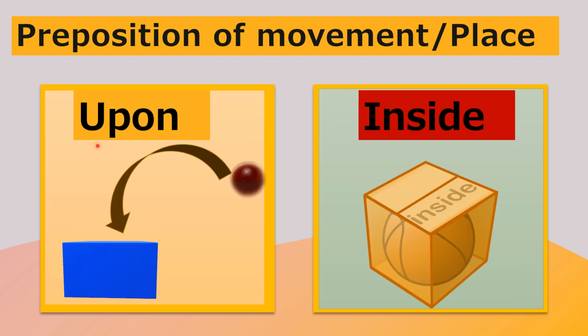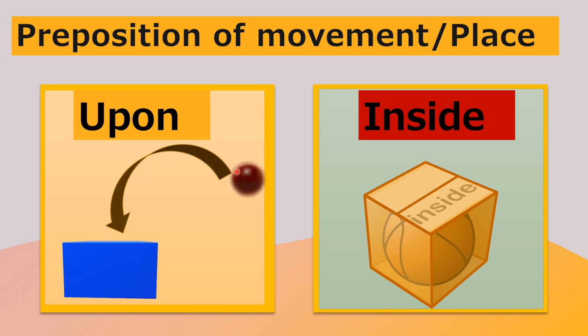Now we are going to consider upon, which is a preposition of movement, and inside, which is a preposition of place. As you can see, this is a blue box here, or you can say blue table, and the ball is here. Now the ball is coming from somewhere and going to place itself on the surface of something. So we will call it upon.